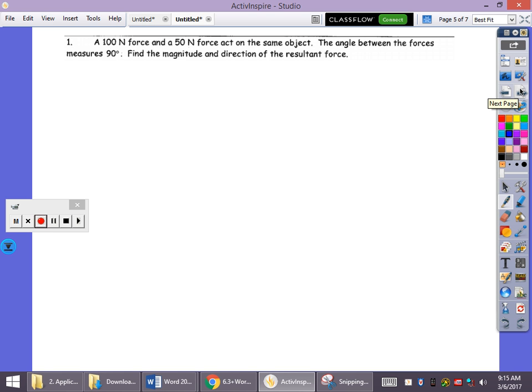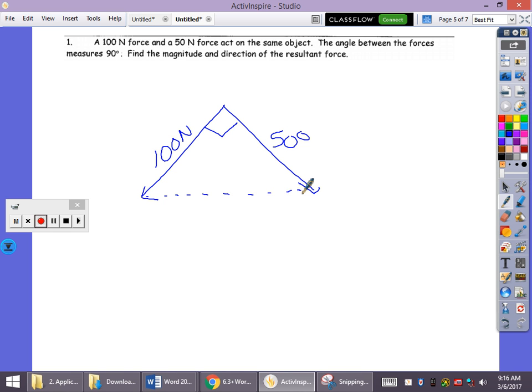I have 100 Newton force pulling on an object, and I have a 50 Newton force pulling on an object, and they meet at a right angle. I need you to find the magnitude of that lovely dotted line. This is one case where the two initials come together because they're pulling on the same object. Kind of think of it as tug of war. So I have an object of some sort, and they're each pulling on it.